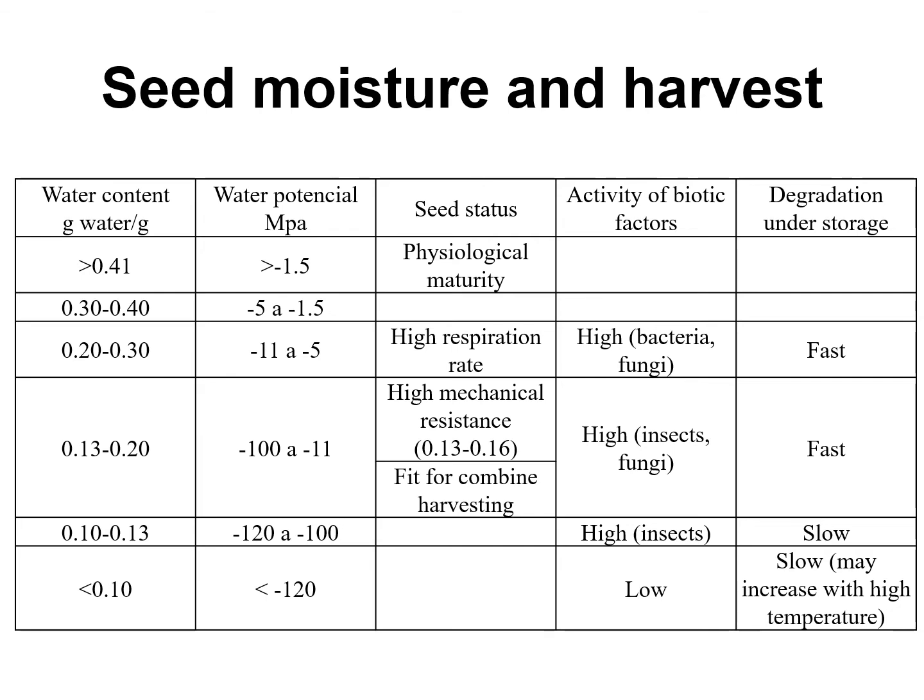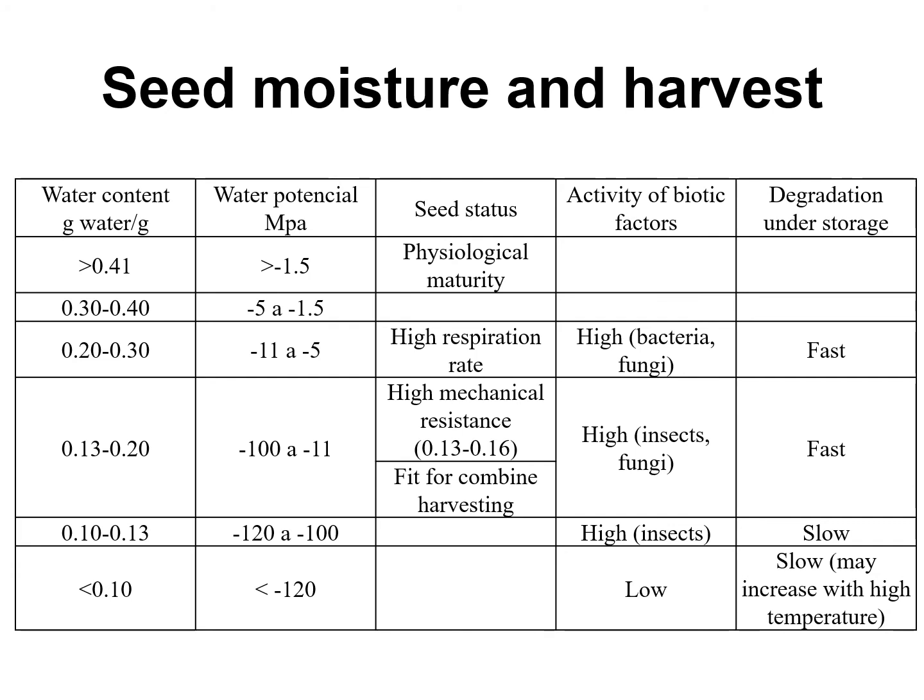In this table, we see that for different water contents, we see the equivalent water potential of the seed, from around minus 1.5 megapascal. Remember that this is the water potential equivalent for the permanent wilting point in the soil. That is the point that corresponds to physiological maturity in cereals. And that implies a water content in the seed of a little more than 40%. Between 30 and 40% water content, we have water potentials between minus 5 and minus 1.5, much lower, of course. Here we are decreasing the water potential.